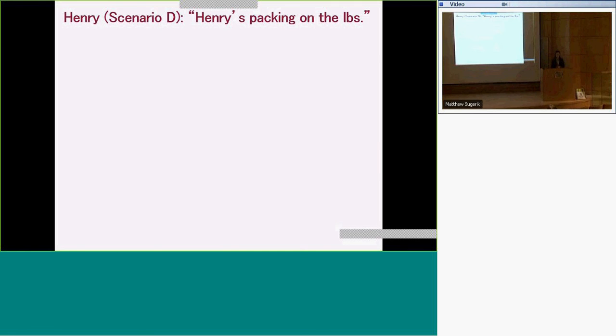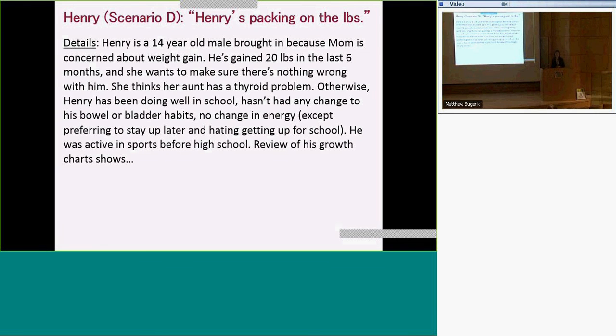All right, Henry's gaining weight. So he's 14. Mom's bringing him in because he's gaining weight. He's gained 20 pounds in the last 6 months. She wants to make sure there isn't anything wrong with him because she thinks that there's a thyroid problem that runs in the family. Maybe the aunt has it. But otherwise he's doing fine in school, no change in bowel or bladder habits, no change in his energy, except he likes to stay up a little bit later and he doesn't like to get up for school anymore. He was active in sports before he started high school.